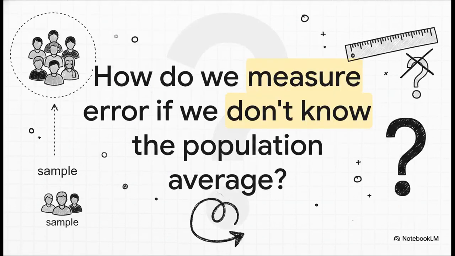And right there, that's the big catch, isn't it? I mean, the entire reason we're doing a survey in the first place is because we don't know the population's average. If we already knew what everyone in the country thought, we wouldn't need a sample at all. So how in the world can we measure an error that's based on a number we don't even have? It feels like a total paradox.